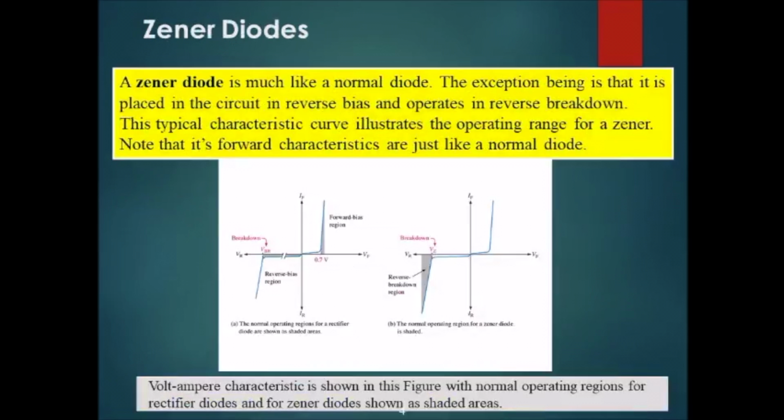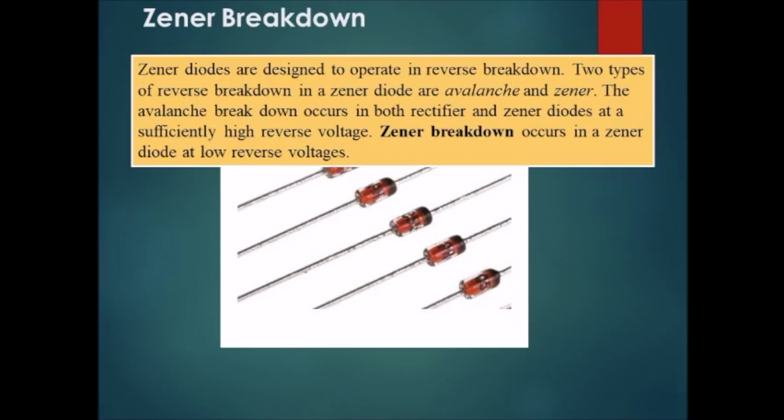Typically, it is used for providing a stable reference voltage for use in power supplies and other equipment. A Zener diode is much like a normal diode, the exception being that it is placed in the circuit in reverse bias and operates in reverse breakdown. This typical characteristic curve illustrates the operating range for a Zener. Note that its forward characteristics are just like a normal diode. Zener diodes are designed to operate in reverse breakdown.